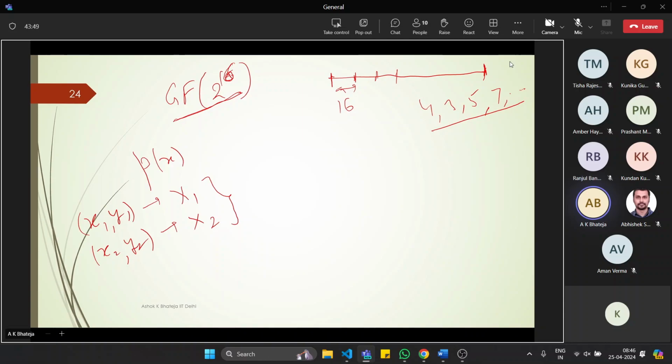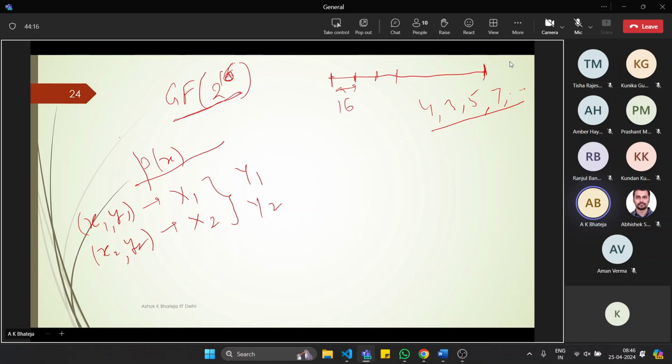So definitely the corresponding Y1, whatever you get through P(x) using this X1, will also be an element of the Galois field GF(2^16). Similarly, this will also be an element of GF(2^16). It means indirectly our polynomial is a polynomial over this finite field, and all of these points are also elements of the finite field.